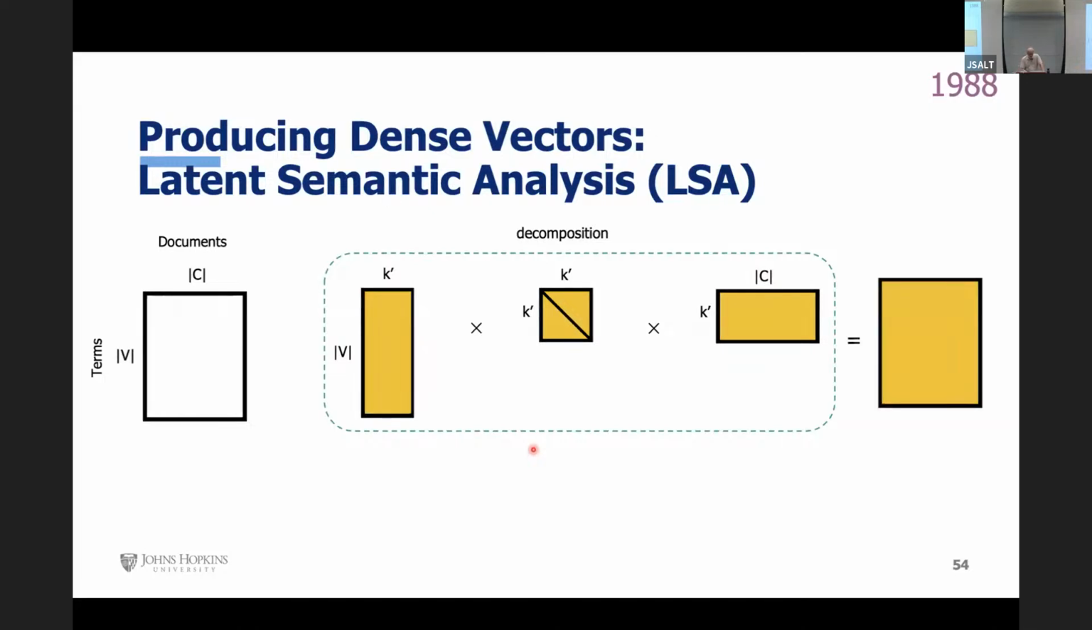But the nice thing about this is that when we multiply these together, we're still going to get a matrix of the same size, and it's going to be almost the same as the original matrix, because we've only thrown away the dimensions that have the lowest variance, right? So we can reduce the size of our vector space using this technique.